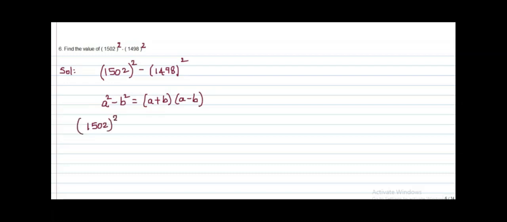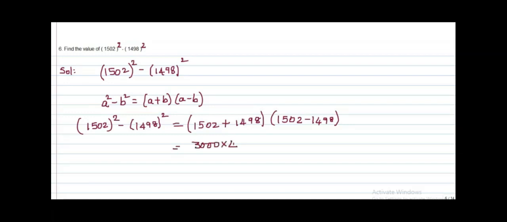Therefore, 1502 whole square minus 1498 whole square is nothing but 1502 plus 1498 into 1502 minus 1498. Therefore, if we find out the sum, it's going to be 3000 and the difference is 4. Therefore, the product is 12,000. Right? Now we move on to the next question.